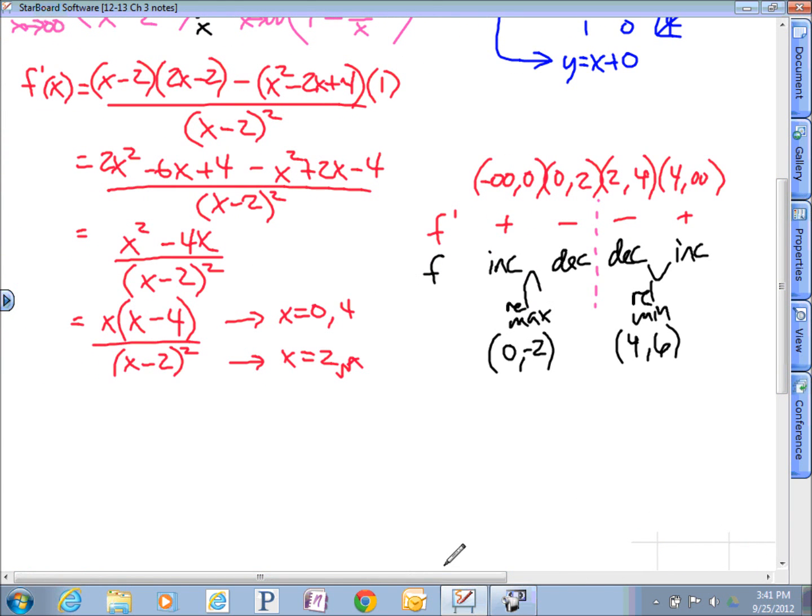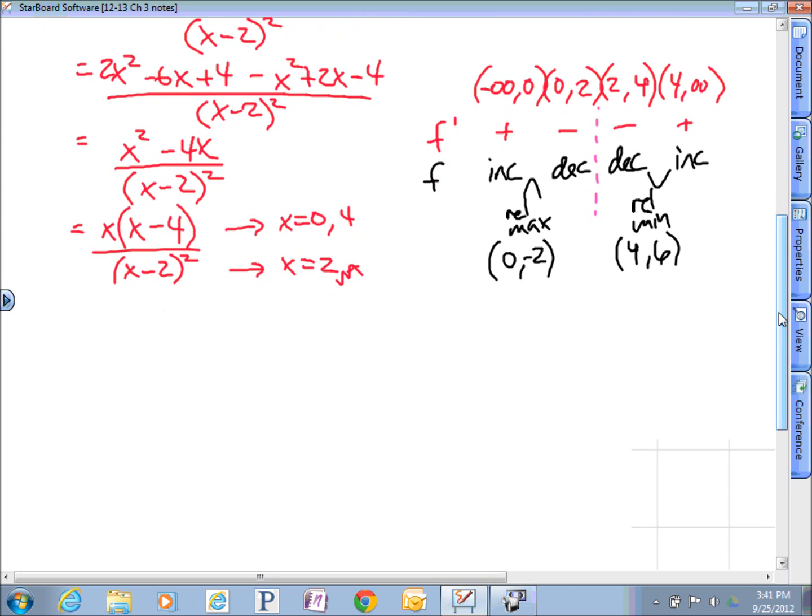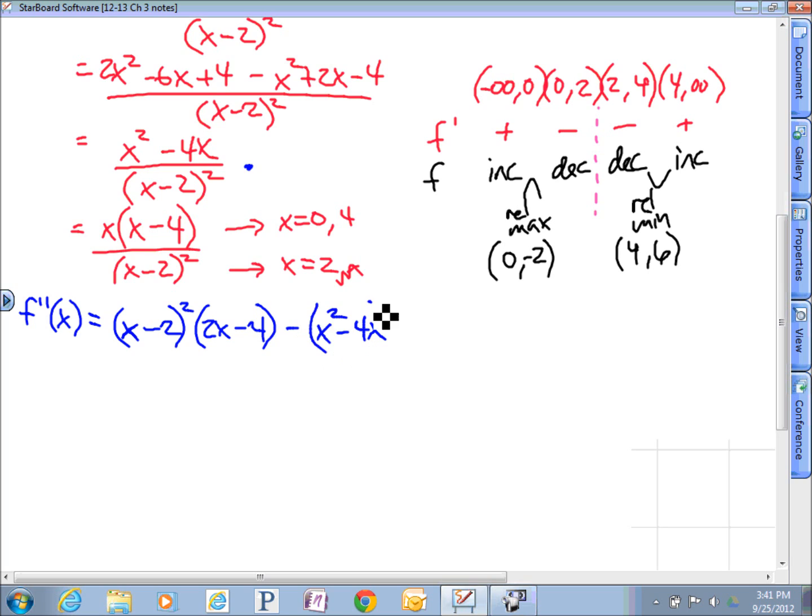So concavity, we're going to need to take the second derivative. So my second derivative, let's see. I think I'm going to go ahead and use this form of the derivative when I go to do it. So my second derivative: bottom, x minus 2 quantity squared, times the derivative of the top, which would be 2x minus 4, minus the top, x squared minus 4x, multiplied by the derivative of the bottom, which is going to be a 2 quantity x minus 2 to the first times a 1. All of that is being divided by an x minus 2 quantity to the fourth.